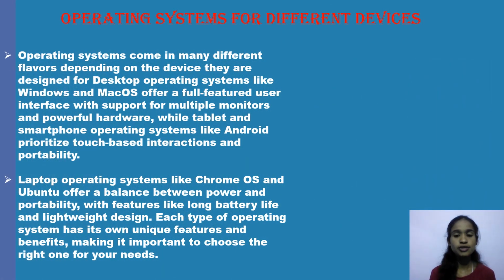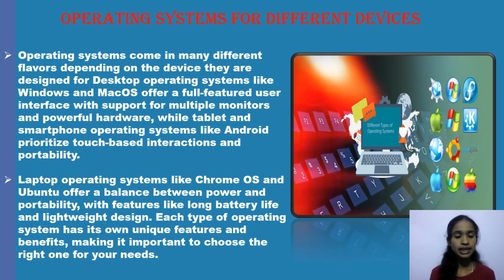Operating systems for different devices. Operating systems come in many different flavors depending on the device. Desktop operating systems like Windows and Mac operating system offer a full-featured user interface with support for multiple monitors and powerful hardware, while tablet and smartphone operating systems like Android prioritize touch-based interactions and portability.